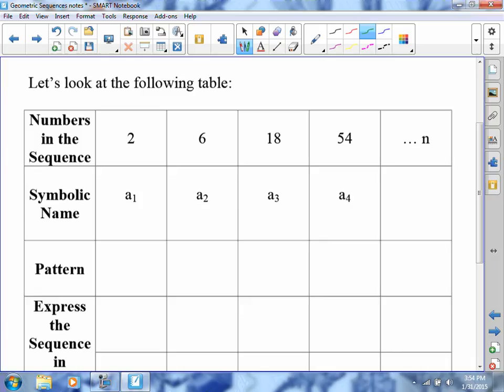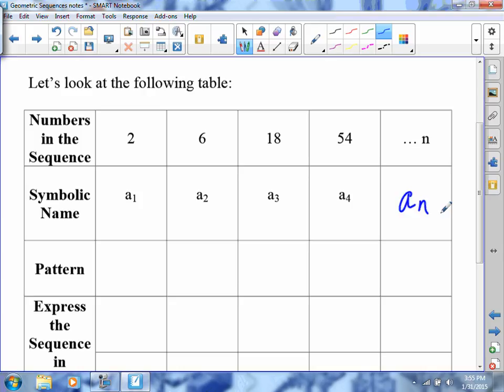So let's just take a look at this first sequence here. We've got 2, 6, 18, 54, and so on and so on. Now, this is our first term, so it's A1. Our second term is A2. A3 for our third term, A4 for our fourth term. Any term in there would be AN.